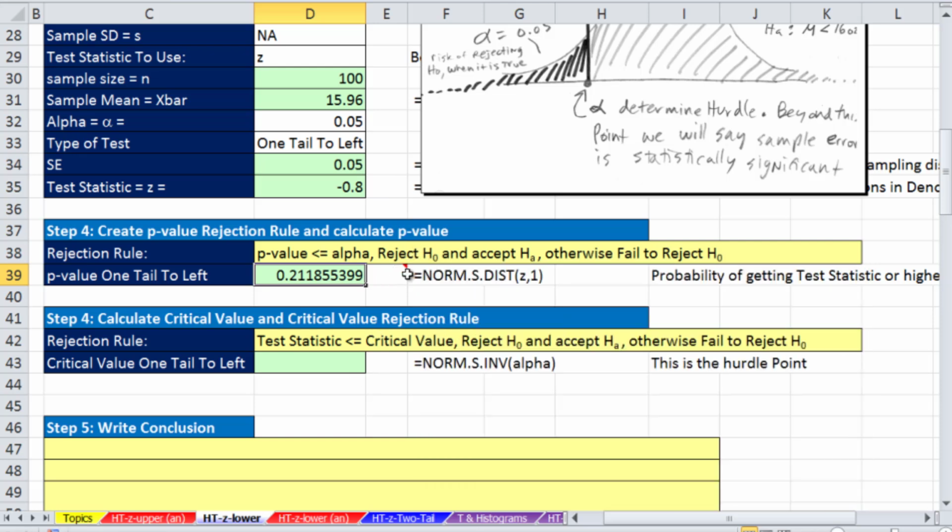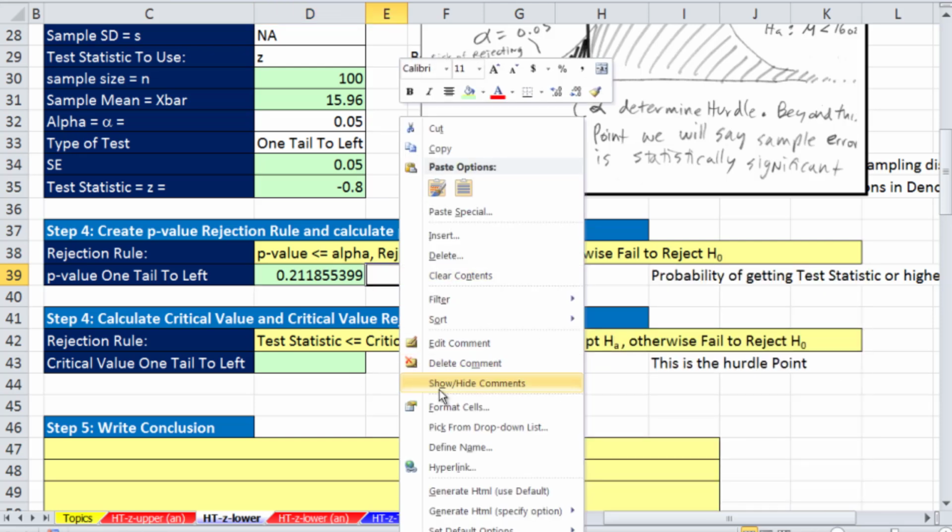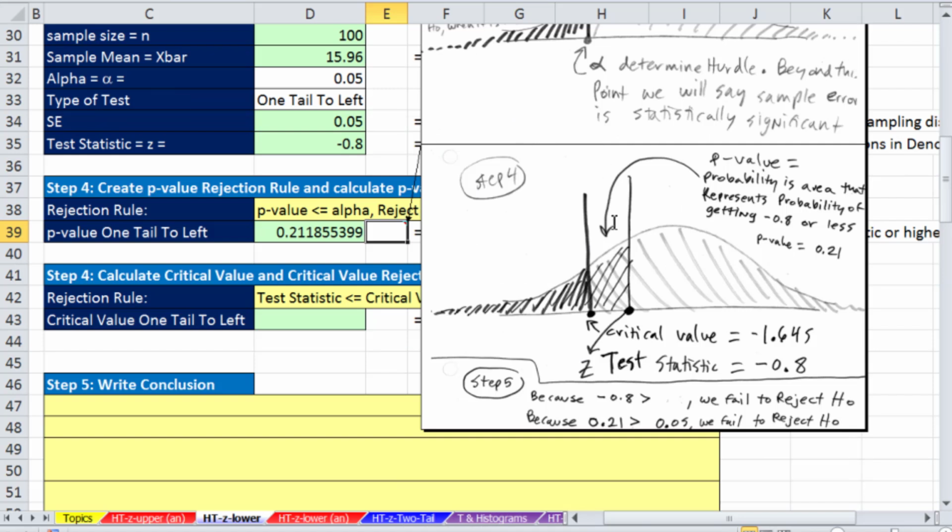Now let's go ahead and I'm going to right click here and show this one. So this is step 4, where we actually go ahead and calculate. So here's our alpha. That's our hurdle. When you're using the p-value, alpha has a probability. It's 0.05. That's our risk. But our calculated p-value, because our z test statistic is minus 0.8, says the probability of getting minus 0.8 or less. So our probability, our area here, is much bigger than alpha, so we know we're going to fail to reject.